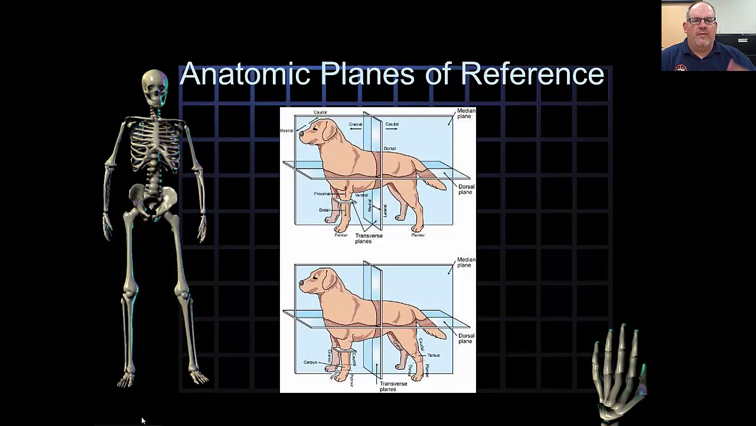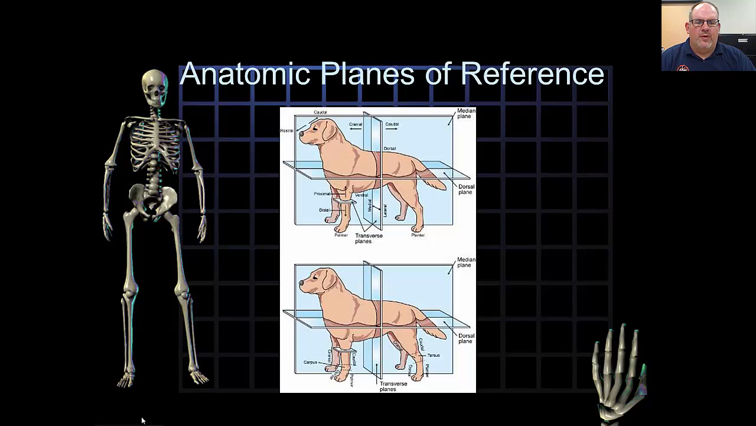Off to the side, if we want to go a little bit to the right, we can have a right sagittal plane, which instead of going through the midline, will go through the right half of the body and split the right half into two. Or we could have a left sagittal plane, and that would split just the left half of the body. So there's a difference between sagittal and mid-sagittal there.